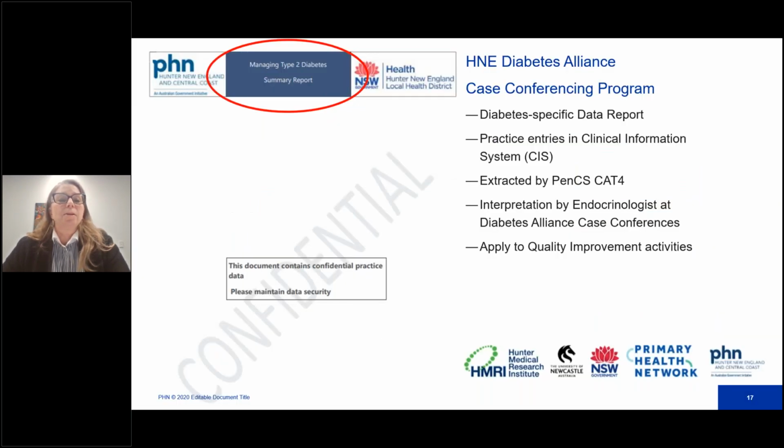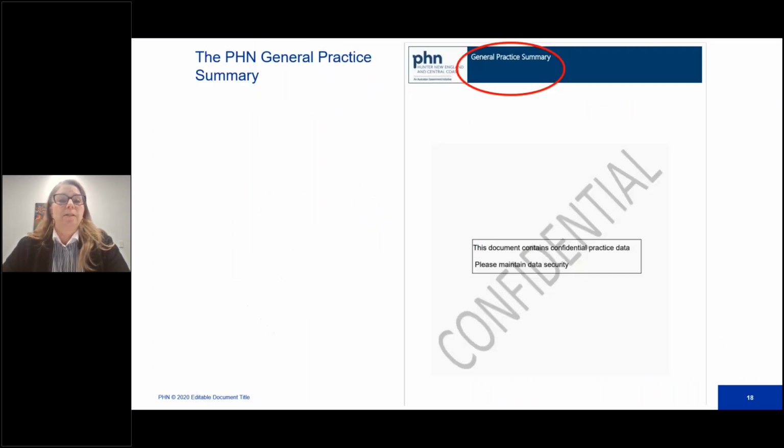Yes, so that's also the Diabetes Alliance report. And this is our general practice summary. So the PHN also produce a quarterly report. It's a bit more generic than the specific diabetes one, but nonetheless, it will provide you with some baseline data.